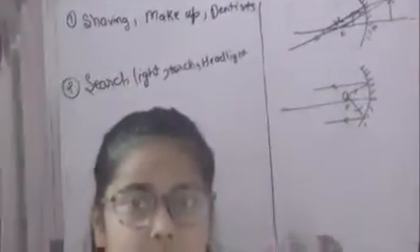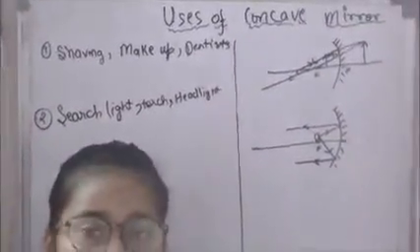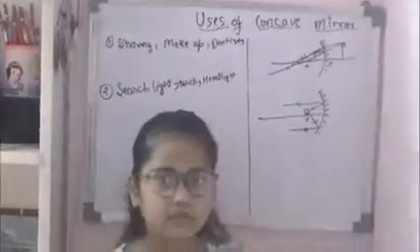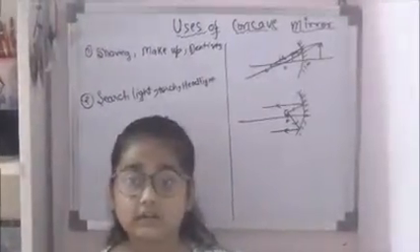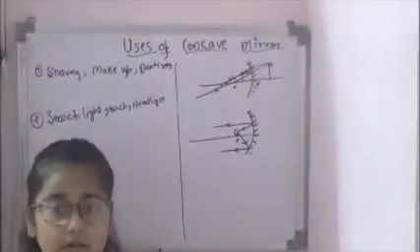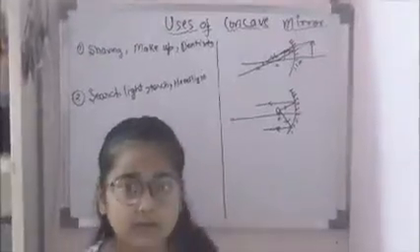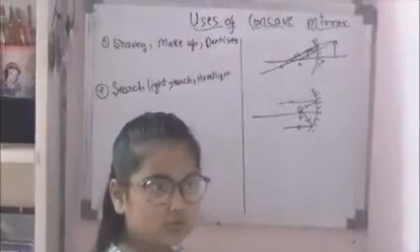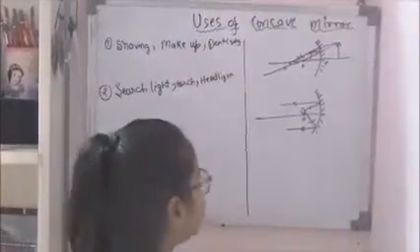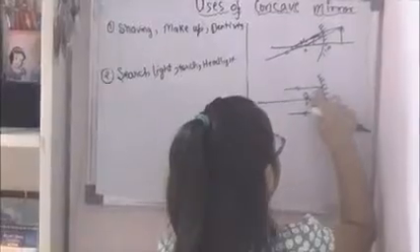Now here this is a parallel beam of light. So this parallel beam of light used in torchlights, headlights or searchlights helps us to see easily in the dark. Because this is a strong beam of light. So this is the reason concave mirrors are used in torchlight, headlight or searchlight. Wait, I've made this wrong diagram.